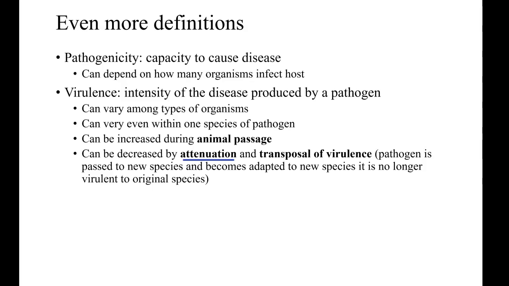So, for example, if there is a pathogen and it is taking hold of a particular species, if it then is passed on to a different species, now it's going to become adapted to that species and causing disease. So if it were to go back to that original species, it would not have the same effect. So sometimes it can actually be weakened. So anytime that you hear that term attenuation, just think weakened.